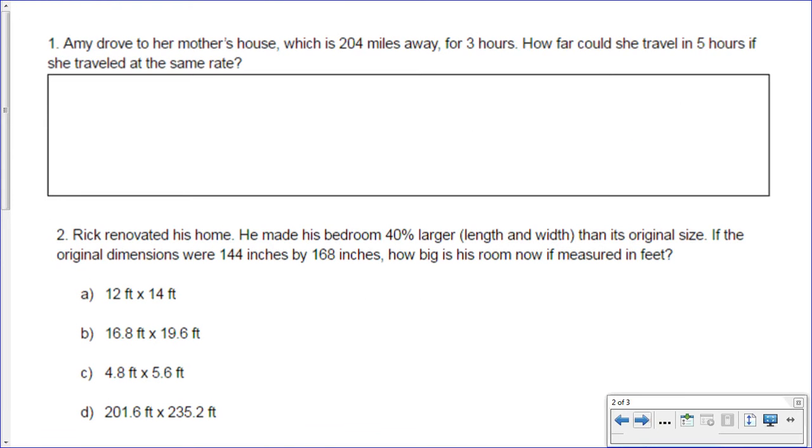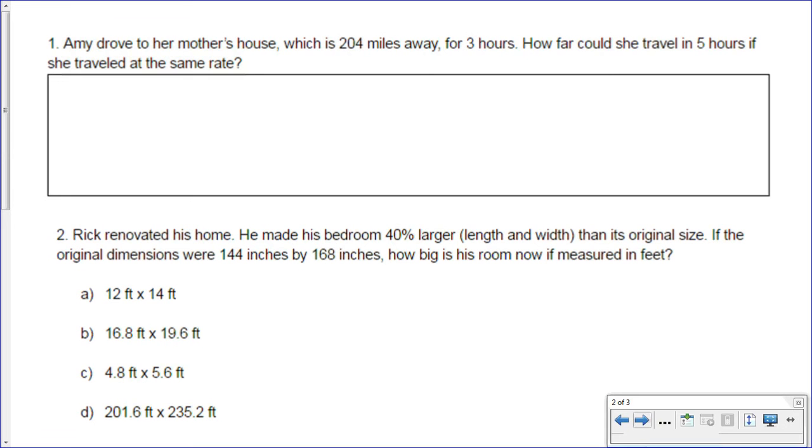Number one, Amy drove to her mother's house, which is 204 miles away, for 3 hours. How far could she travel in 5 hours if she traveled at the same rate? So let's think about this. There's two ways I'm going to show you to solve this problem. The first way is sort of the common sense way.